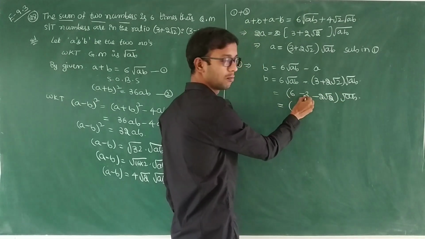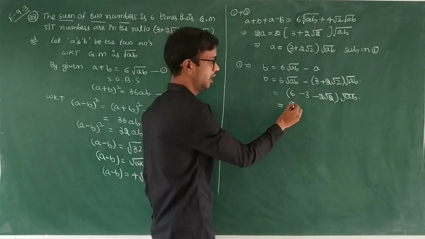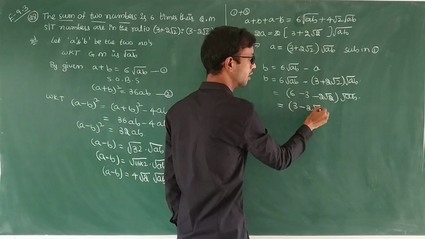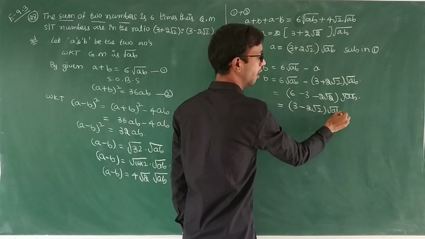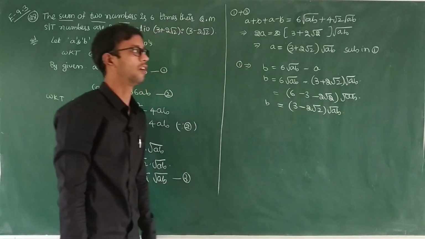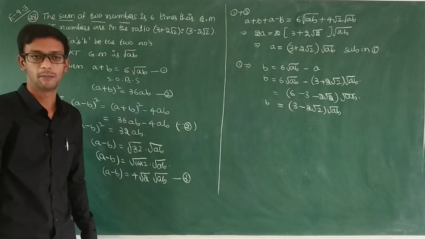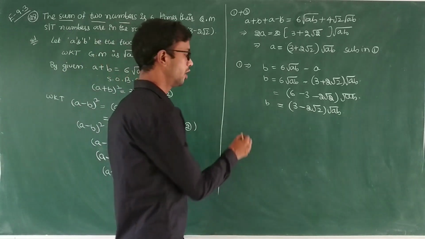So how much do you get? 6 minus 3 is 3. 3 minus 2 root 2 square root of a. So this is the b value. A value completed and b value completed. Then the ratio of the two numbers.